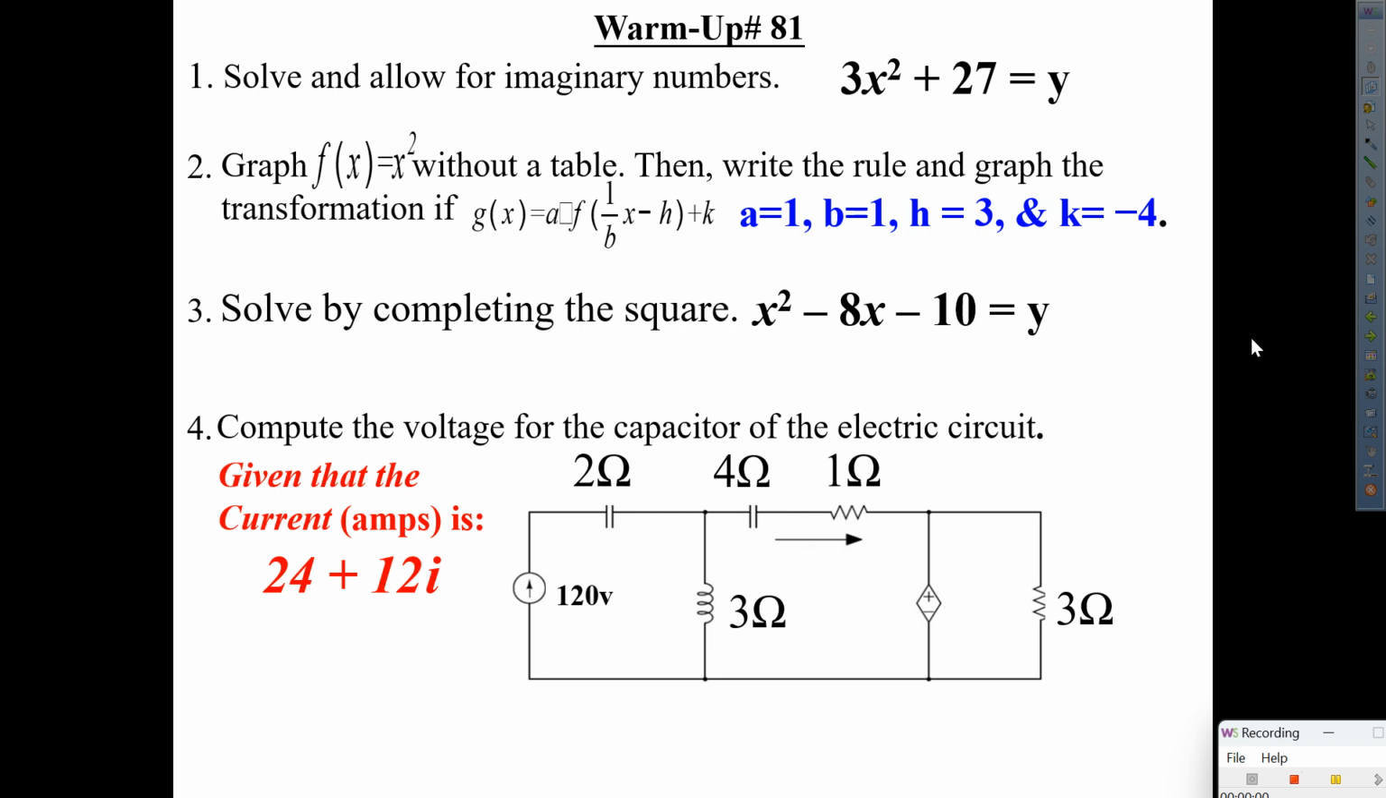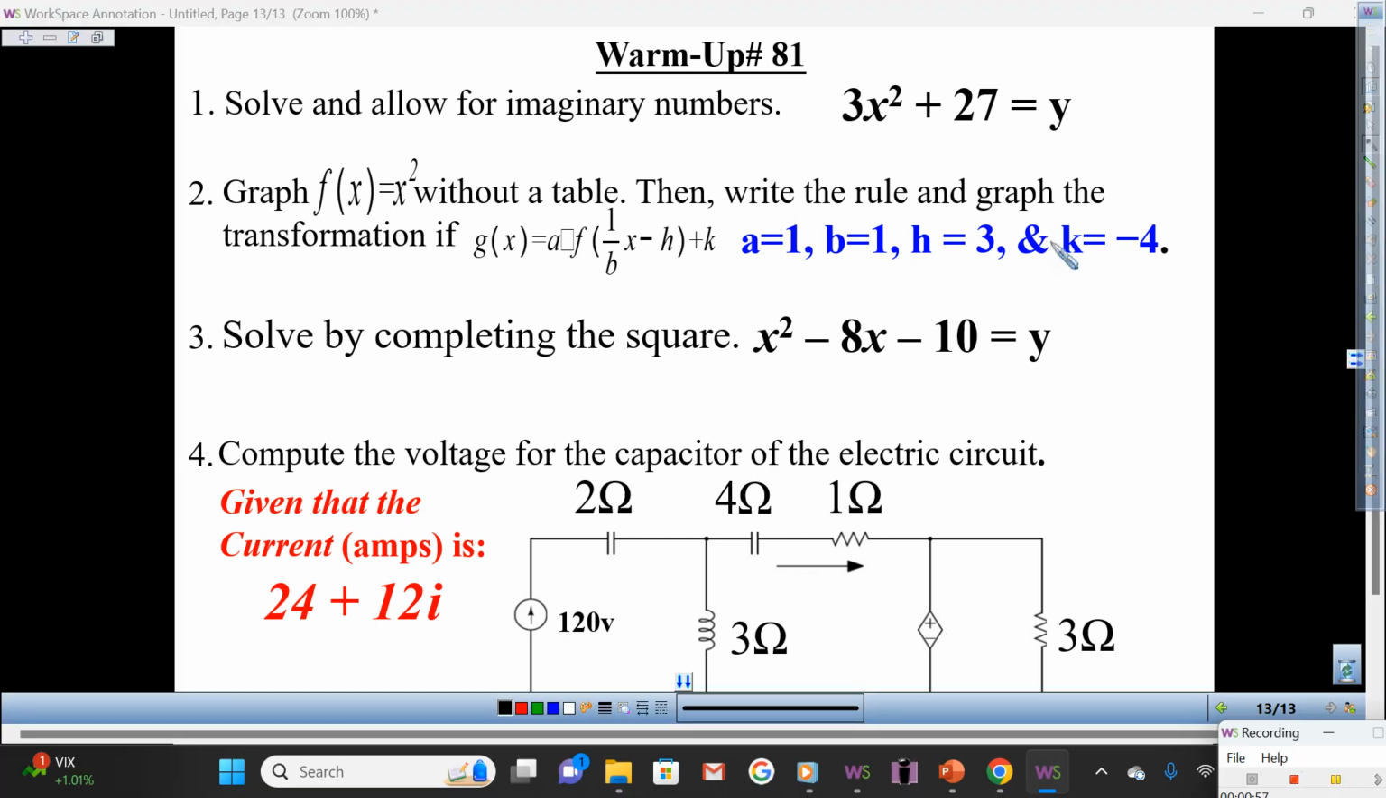Show me how many minutes you want for the warm-up. Let's see. I see 3, 2, 23. No, not 23. Anyways, 5 minutes. How about that? All right. Go.